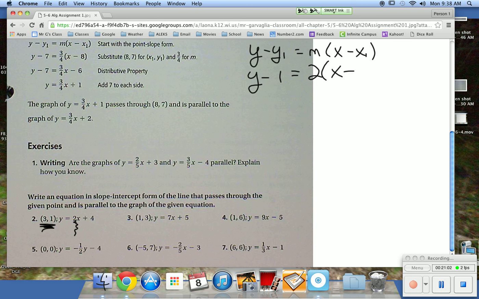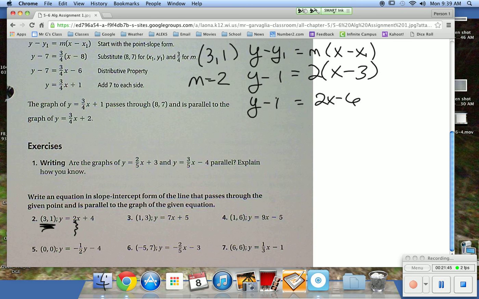X minus what? Point, slope. Here's my point. What's my x? Oh, 3, my bad. My point is 3, 1. My slope is equal to 2. I'm putting in my y value for y1, my x value for x1. That isn't a curveball. Y minus 1 equals 2 times x minus 3, which is 2x minus 6.